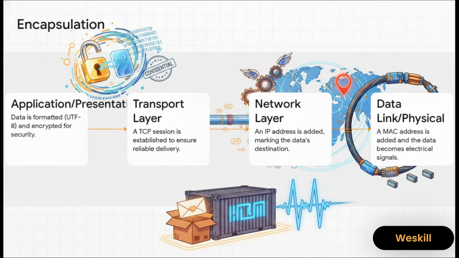Then, the transport layer adds its own label to make sure all the packets arrive and get put back in the right order. After that, the network layer adds the big destination IP address, the where in the world is this going part. And finally, the data link layer adds the local address for just the very next stop before the physical layer turns the whole thing into electrical signals or light pulses. Each step adds a new protective wrapper, getting it ready for the open road.